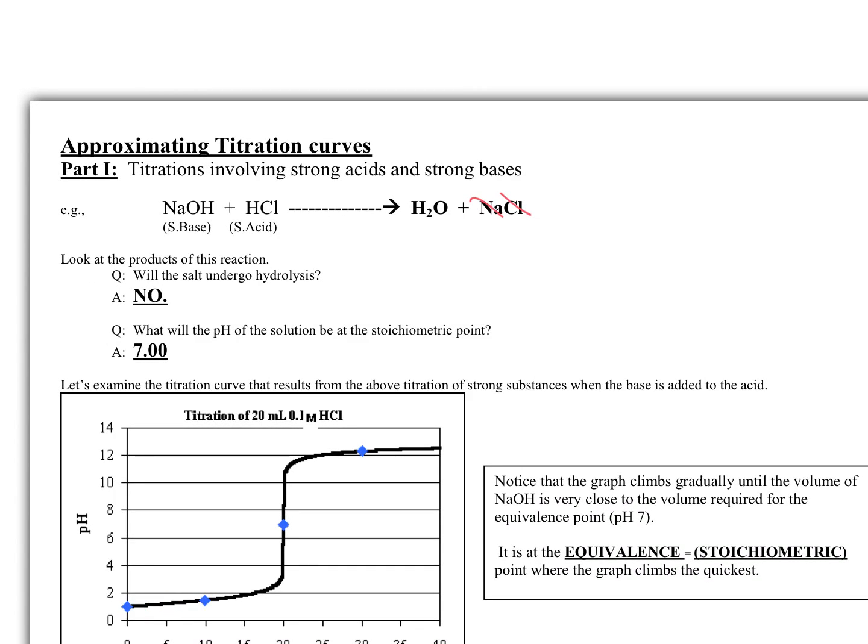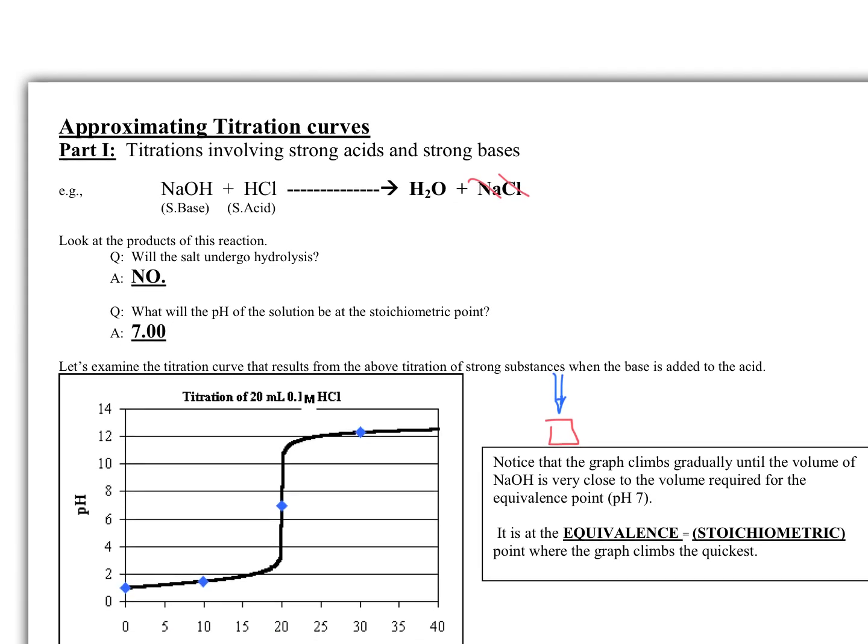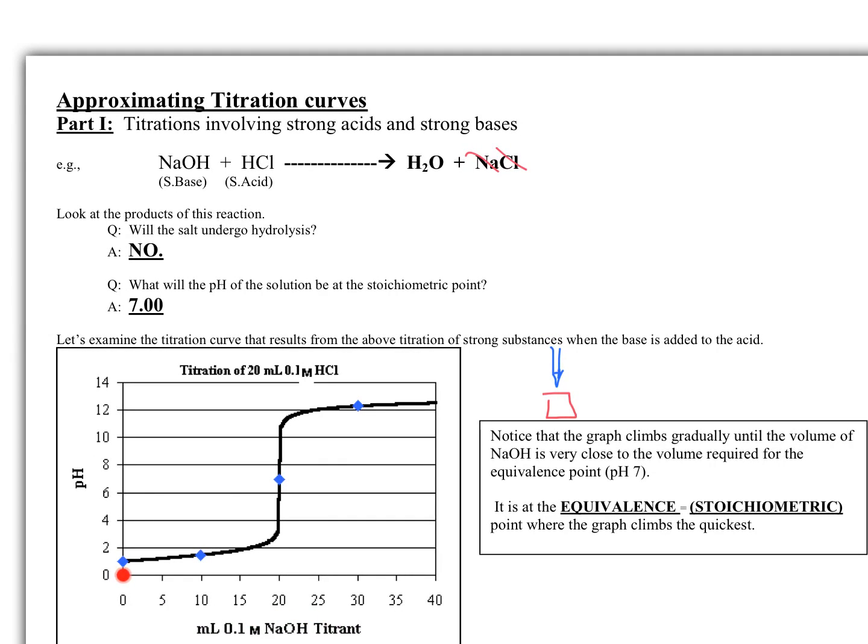Well, we started out with HCl in our beaker. So imagine we have our beaker of HCl and we are titrating our base into it. When we started out with our strong acid, its pH started out at about 1, which makes sense. It's hydrochloric acid. It should have a very low pH. We slowly added milliliters of NaOH, and as we slowly add milliliters, we see a very slow increase in pH. We climb gradually until the volume of NaOH is very close to the volume required for our equivalence point.